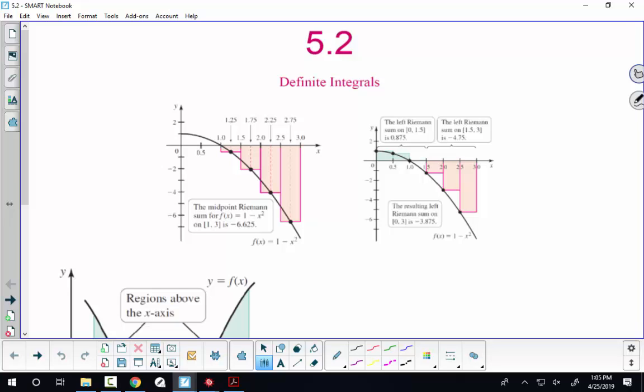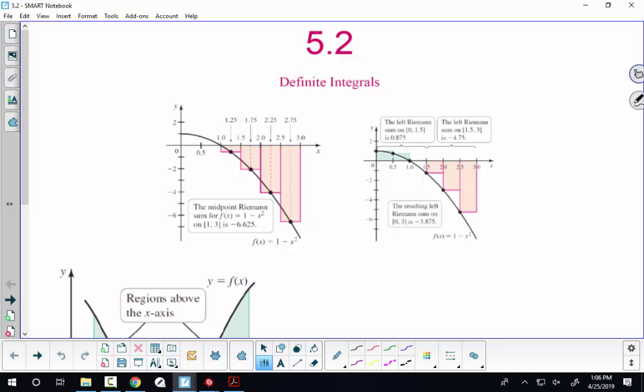In 5.1, what we saw was we found areas above the x-axis under a function, and so all of those areas came out to be positive. But there's nothing saying that, if we had a function like whatever this function is here in this figure, if we looked at, say, the area from 0 to 3, that some of the area is above the x-axis and some of the area is below the x-axis. And we know when we talk about area, it doesn't make sense to say we have a negative area.